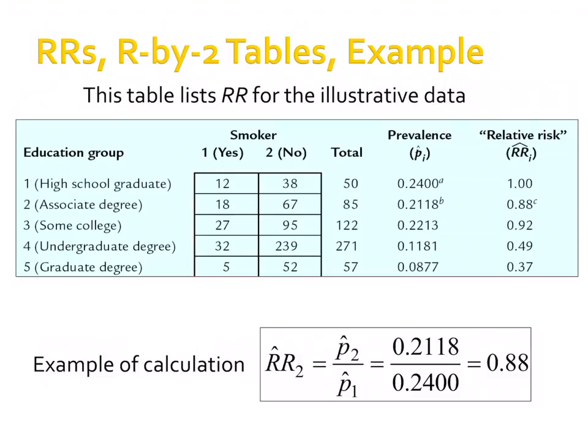So when we have relative risk, here is our table from before that we were talking about with smokers and education group, and we were talking about the prevalence. The relative risk is what we're calculating next. Here's an example of the calculation at the very bottom. Relative risk 2 is p sub 2 over p sub 1, equals 0.211 over 0.244. You take p hat of 2 divided by p hat of 1, and there's your relative risk of 0.888, or 0.88.